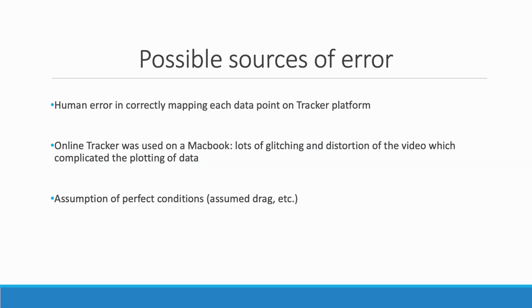And then some possible sources of error. There's always some kind of human error incorrectly mapping each data point on tracker, and then also because tracker was used on a MacBook, there's a lot of glitching and distortion in the video. And then the assumption of perfect conditions. We didn't actually calculate the drag, we just used a set number, so it's not perfect.